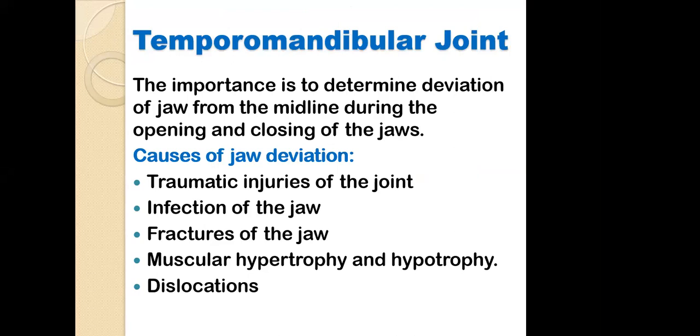When you are done with assessing your lymph nodes, you want to assess the temporomandibular joint. This helps you to determine deviation of the jaw from the midline on opening and closing of the jaws. Sometimes the causes of jaw deviation are traumatic injuries, infection of the jaw, fractures, muscular hypertrophy, and dislocations. The jaws can sometimes get dislocated.